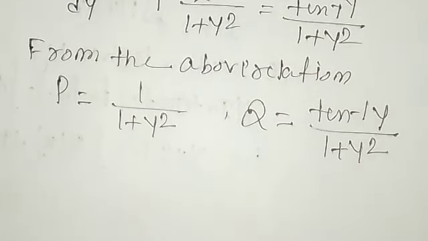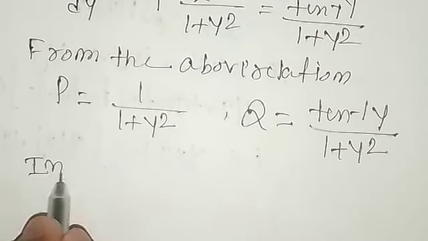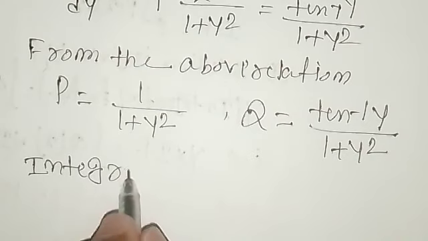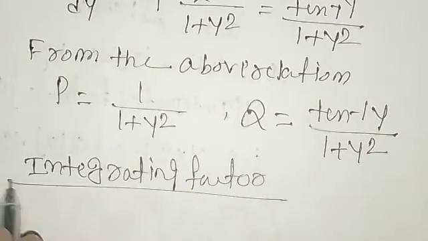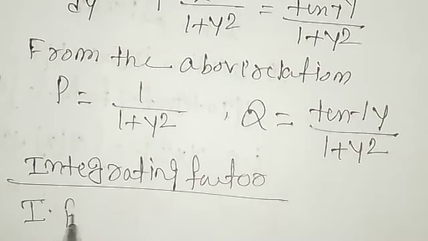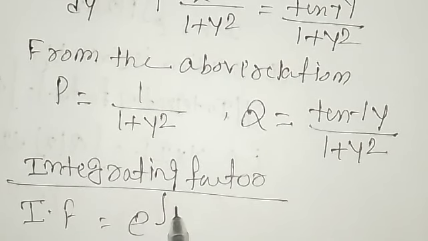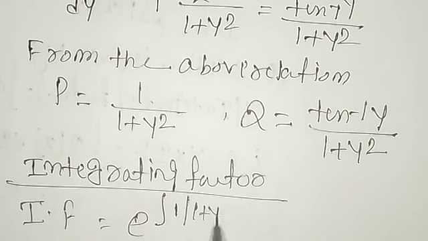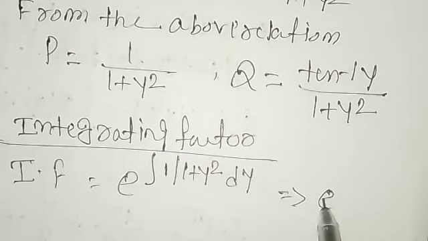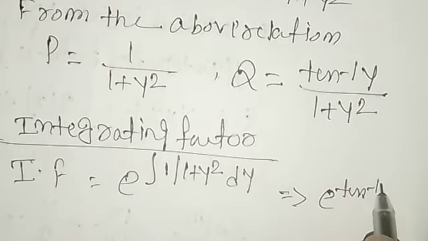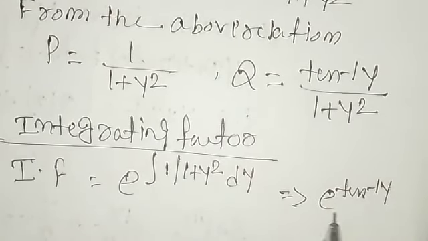So the integrating factor is what now? Integrating factor is equal to e to the power of integration of 1 by (1 plus y square) into dy, right? So the integral of 1 by (1 plus y square) is nothing but tan inverse y, right? So this is what we got: e to the power tan inverse of y. So the integrating factor is this one.